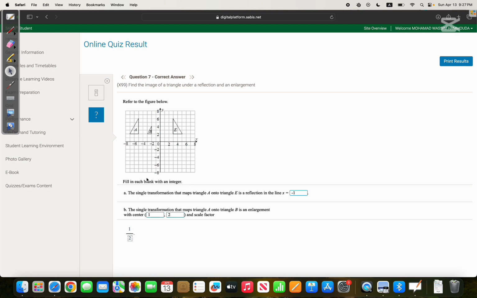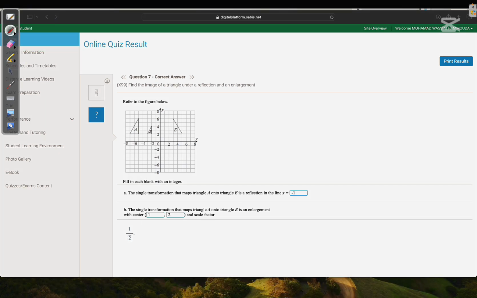Okay, so now for question 7, they're asking us the single transformation that maps triangle A to triangle E is a reflection about which line. Okay, so let's take point -6, 2. To find the line of reflection, we need to find out the amount of spaces between them, and we need to find the line just in the middle.